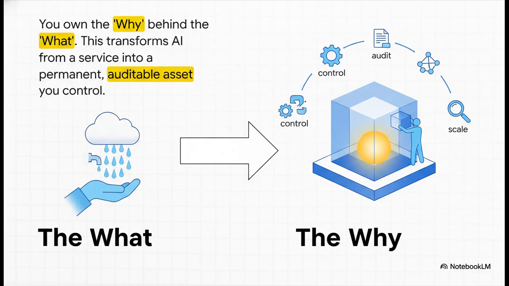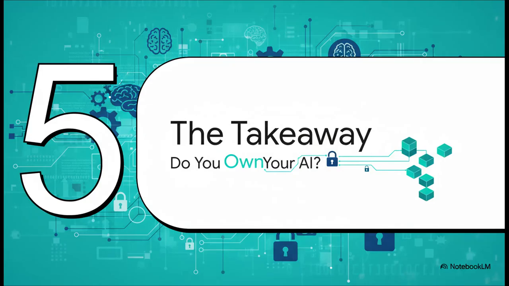And that right there is the ultimate value proposition. Sovereign intelligence means you own the why behind every what. It stops AI from being this disposable service you pay for every month and transforms it into a permanent, auditable, capital-grade asset that you actually control and can build on. So this all brings us to the one final critical question. It's the question you should be asking about any AI system you use or build or bring into your organization. It really defines the line between just being a consumer and being a true owner.